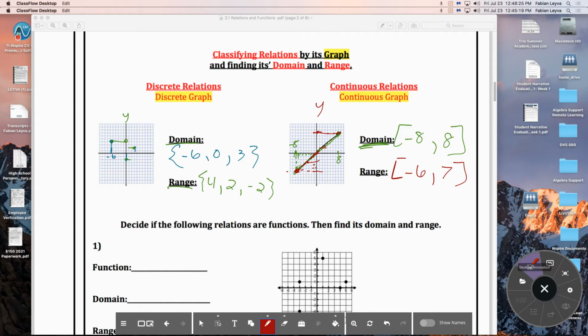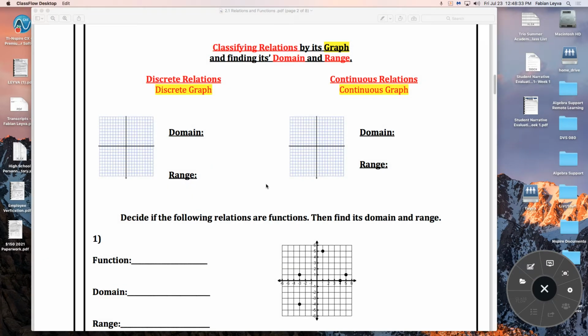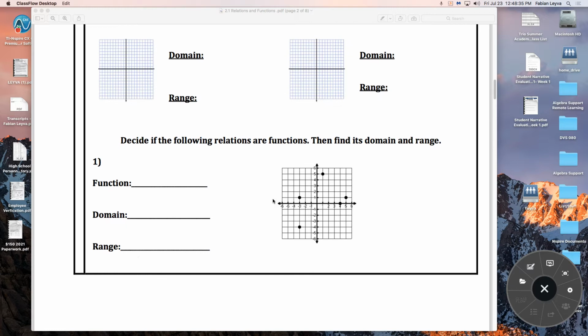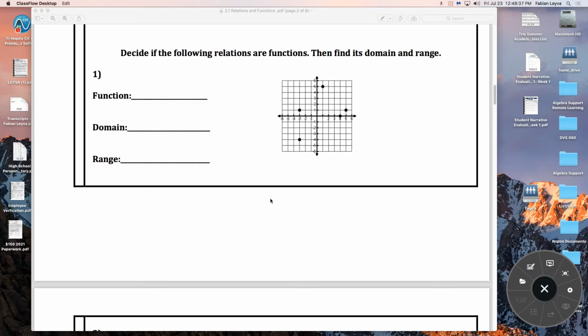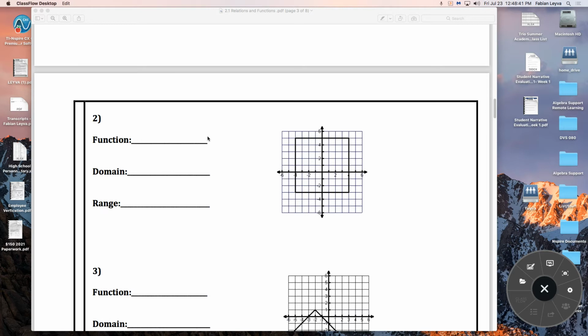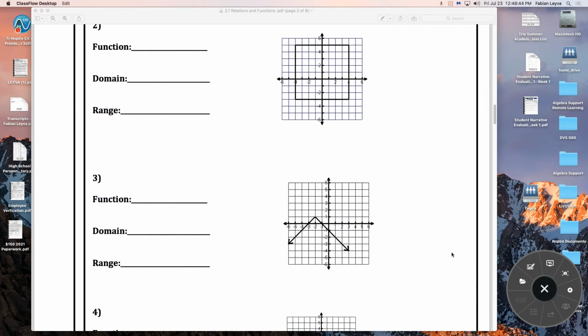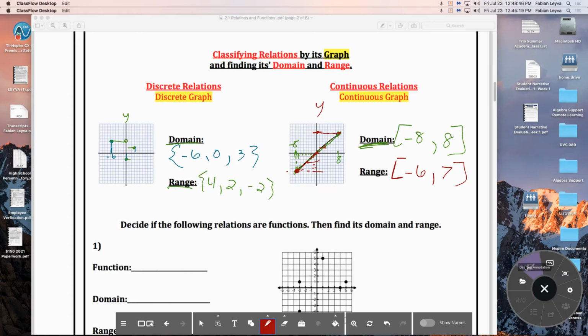Now, of course, continuous graphs are a little bit tricky. There's a lot of different things that could go on. So let's go over a couple examples to make sure that you got it down. Now I'm going to skip over discrete graphs for continuous because they're pretty straightforward. Find your x values, your y values, and you're good to go and list them. Now, this is where things get tricky. Let's make sure we got these down.